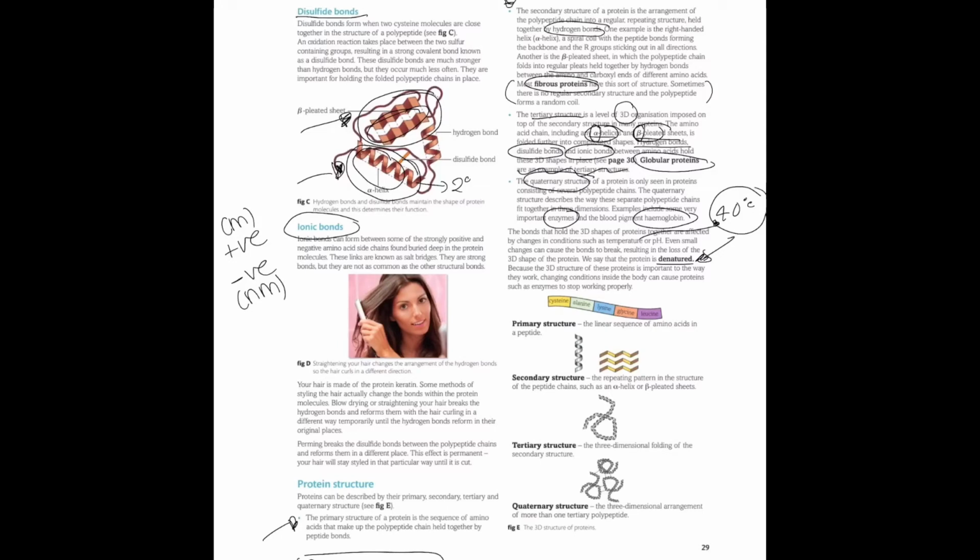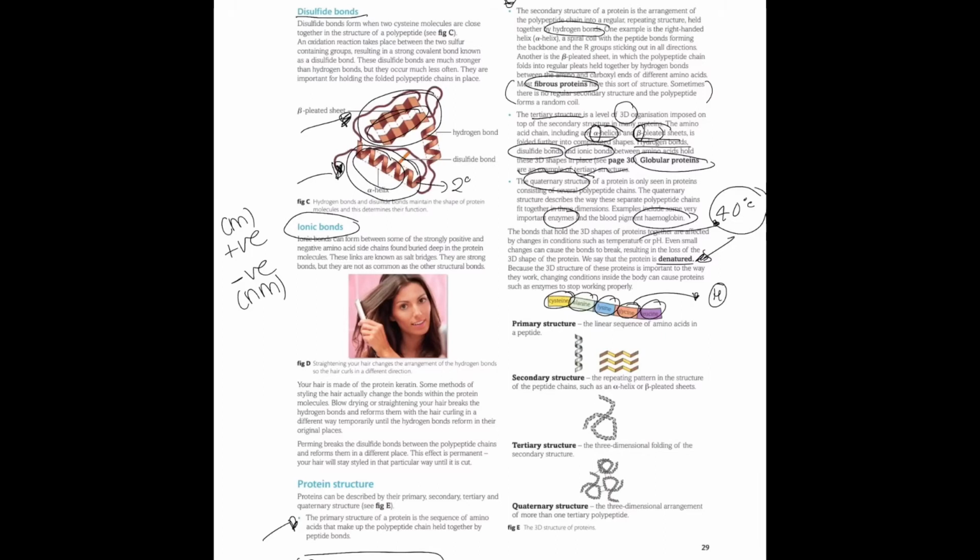Okay, so it's just an overview. Primary structure is the linear sequence of amino acids in a peptide. And these are just giving you examples of amino acids. Glycine being the simplest. The R group is just a hydrogen, but you don't need to know that. You will get away in the exam by just saying it's a small amino acid.